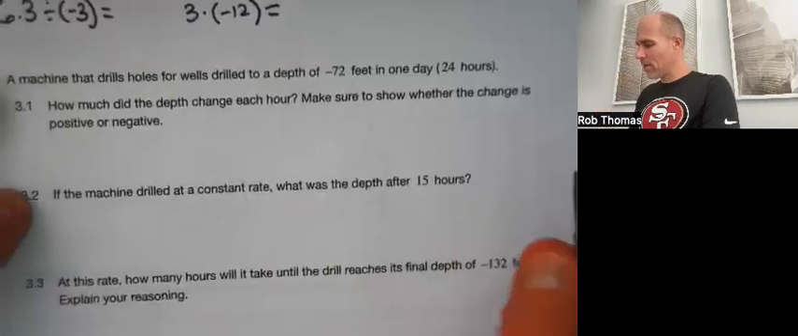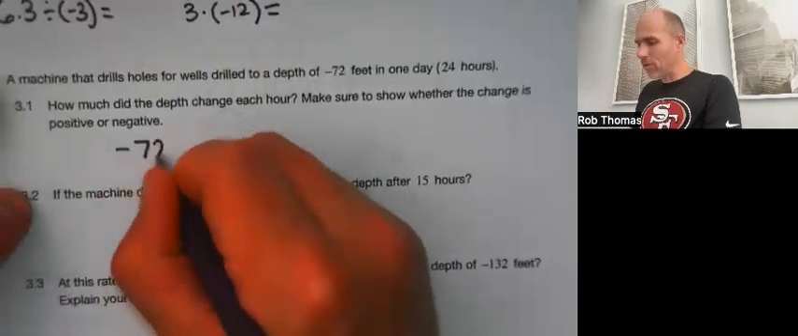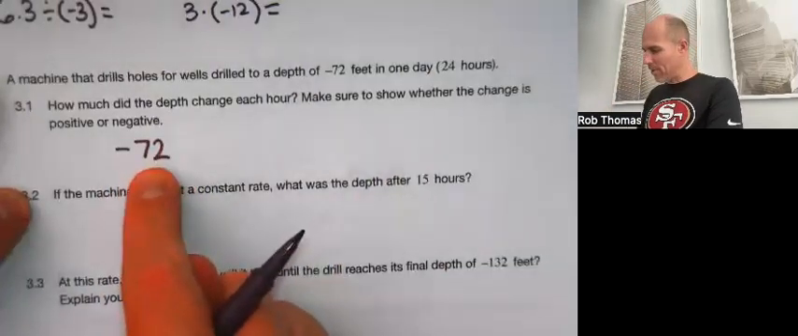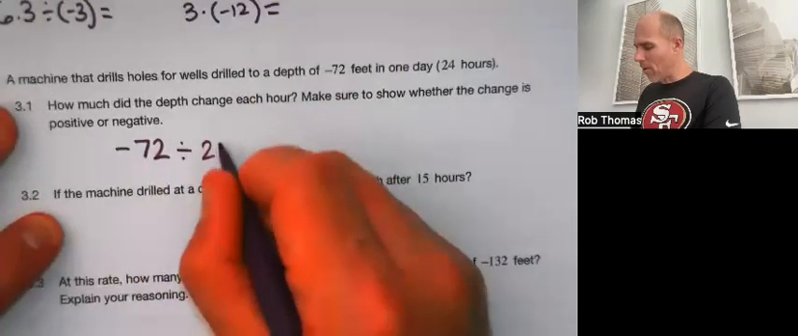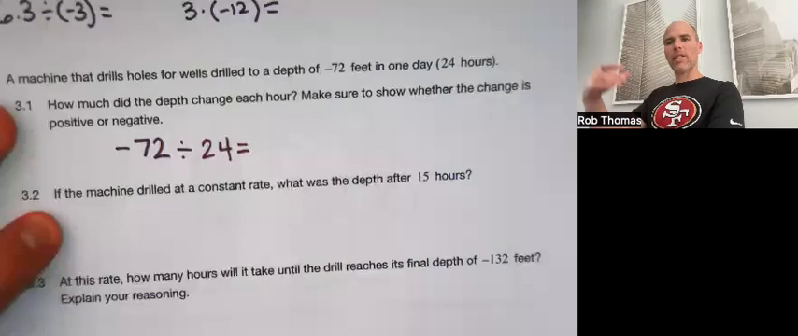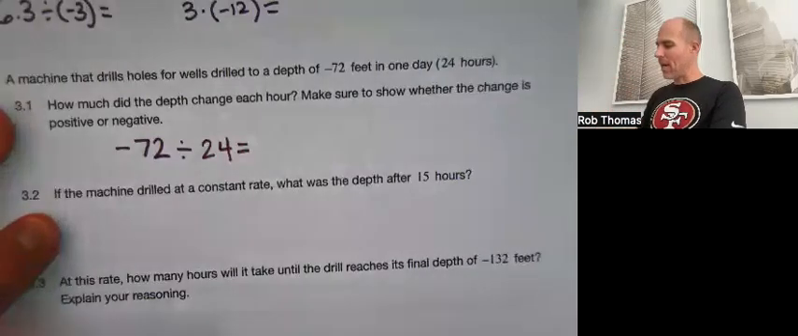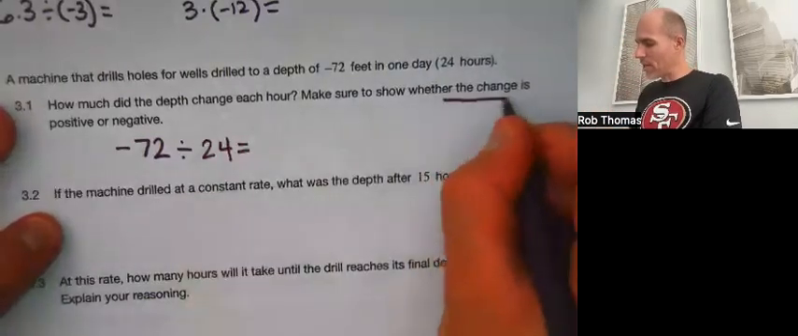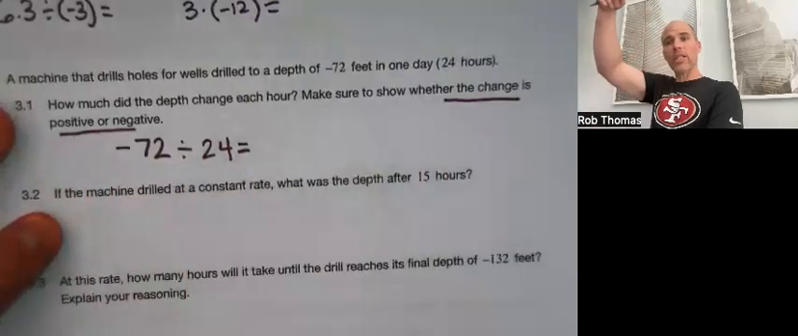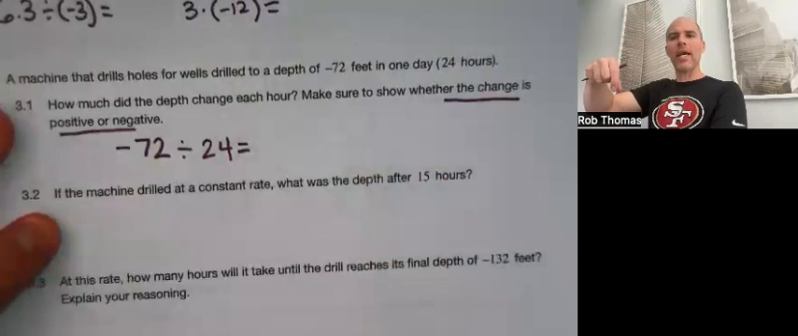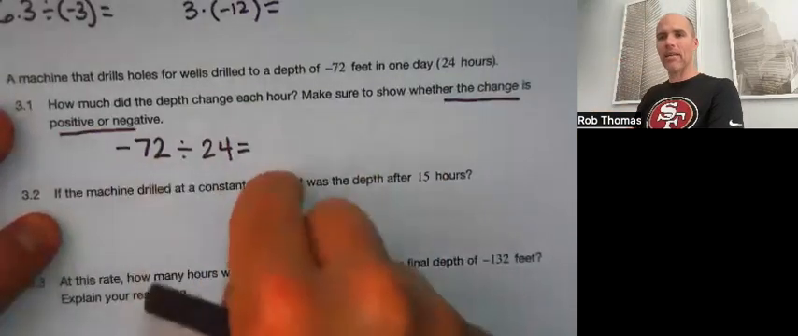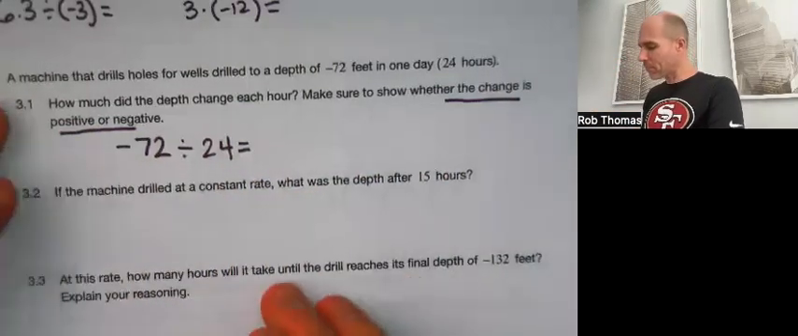So if we do negative 72 change in depth divided by 24 hours, then we should be able to see its change every hour. And it says to make sure to show whether that change is positive or negative. This drill is drilling downwards, so its rate should be expressed as a negative in this case. I hope you get a negative something as your answer here.